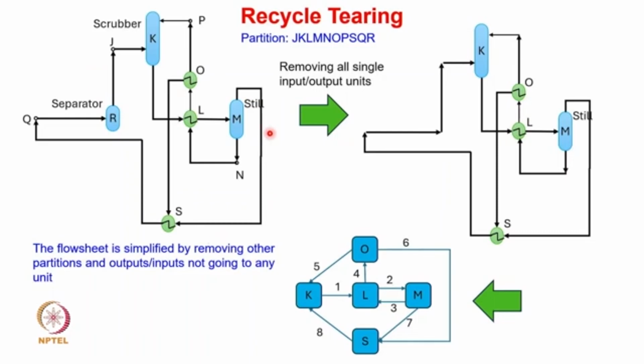Now in this process flow sheet, again those units which are having only single input and single output, these are also omitted. So that is what we have done. See, here Q is having single input, single output, so that is also omitted. So this is the resultant flow sheet which we have obtained after removing the units which are already not there in this particular partition.